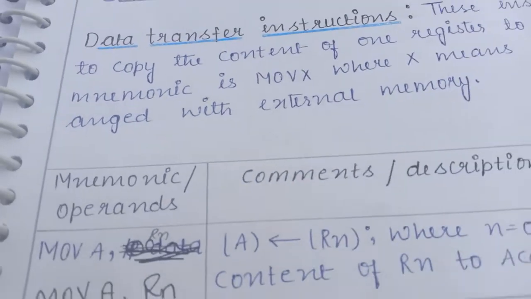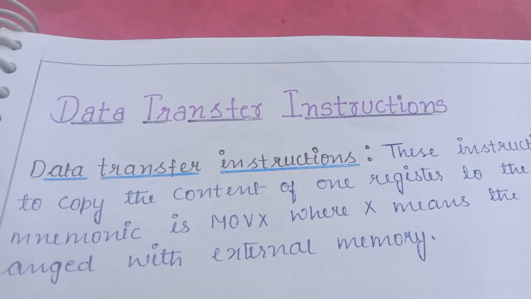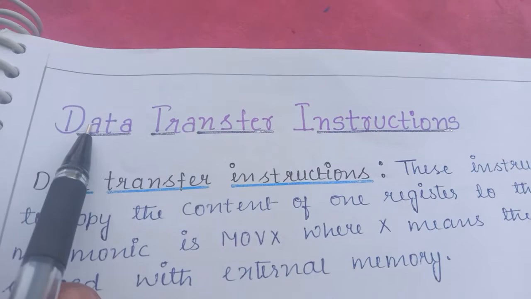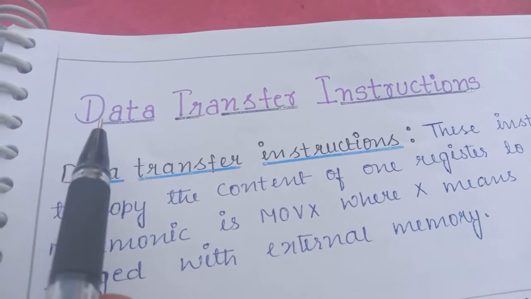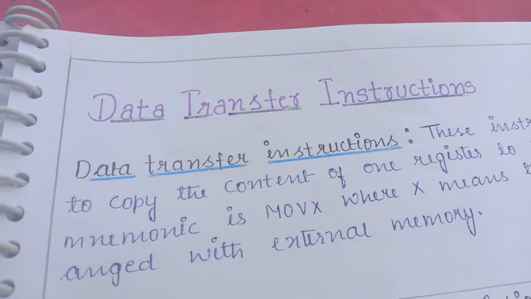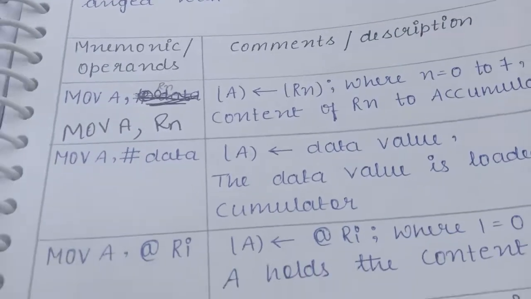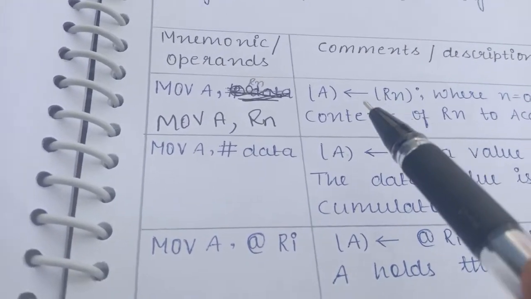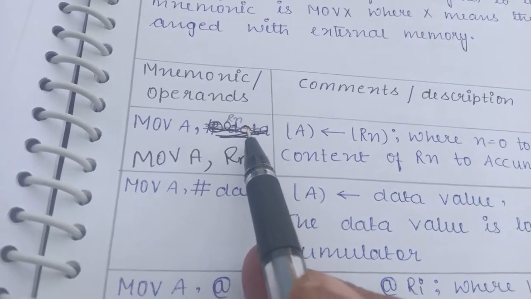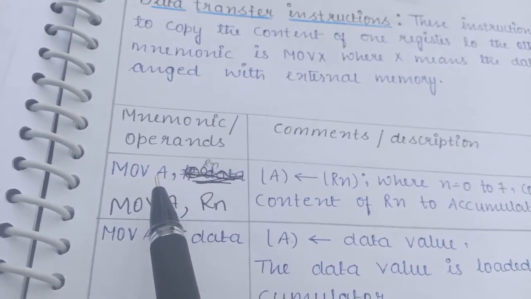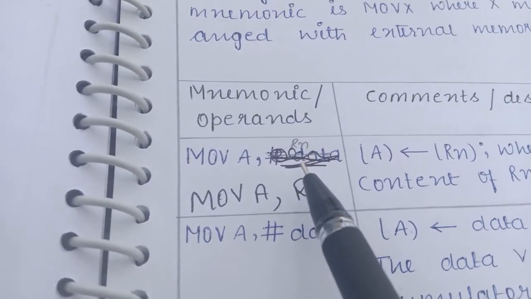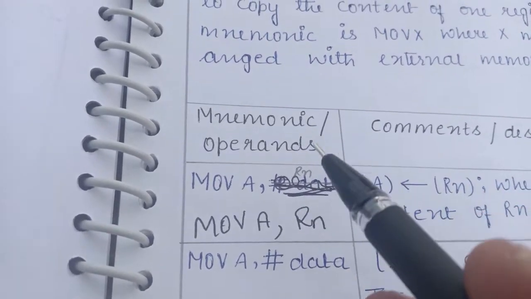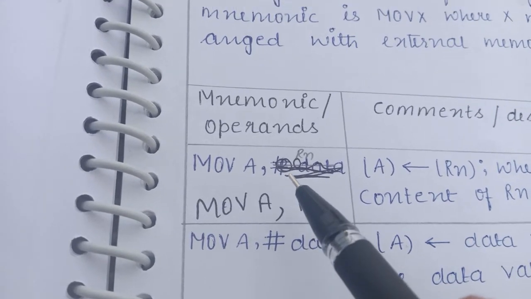In microcontroller, the next group of instructions are data transfer group instructions. These instructions are used to transfer the data from source to destination without changing the content of the source. Means source contents are copied into the destination register. Source and destinations may be two registers, or memory to register, or register to memory.